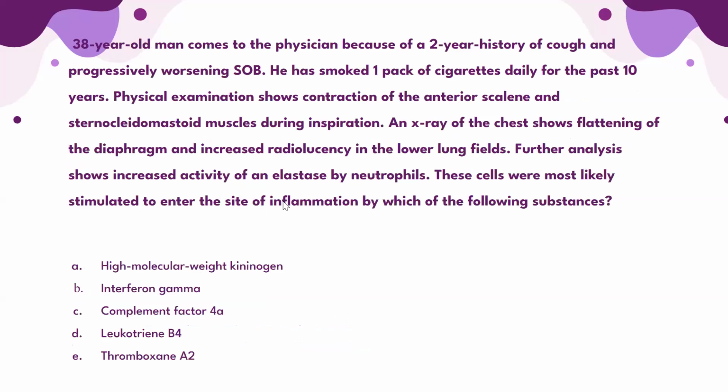Yeah, all right. A 38-year-old man comes to the physician because of a 2-year history of cough and progressively worsening shortness of breath. He has smoked 1 pack of cigarettes daily for the last 10 years. Physical examination shows contraction of the anterior scalene and sternocleidomastoid muscle during inspiration. This part would be a bit advanced for you guys, just forget this line. But basically an X-ray of the chest shows flattening of the diaphragm and increasing radiolucency of the lower lung fields. Further analysis shows increased activity of an elastase that is produced by neutrophils. These cells, aka the neutrophils, were most likely stimulated to enter the site of inflammation by which of the following substances?